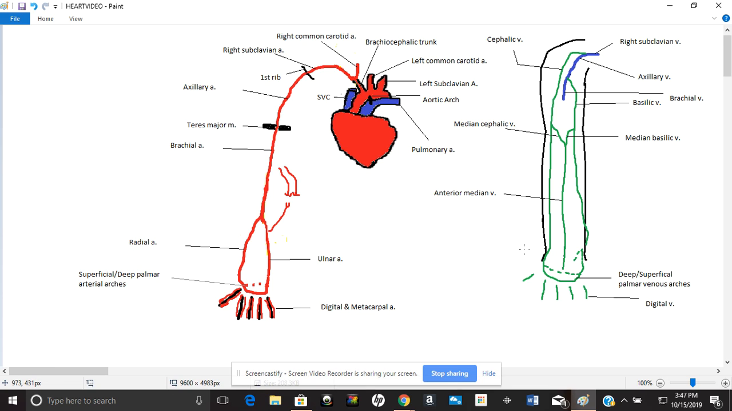And once we get towards the hands and towards the digits, we're also going to have digital veins in the same aspect that we had digital and metacarpal arteries. We are also going to have deep and superficial branches that are going to form these palmar venous arches in the same way that we had these arterial arches on the hand.